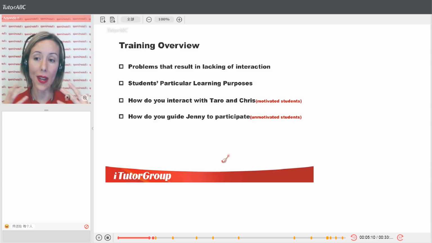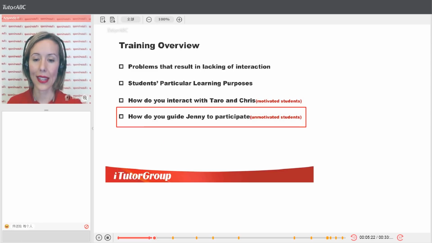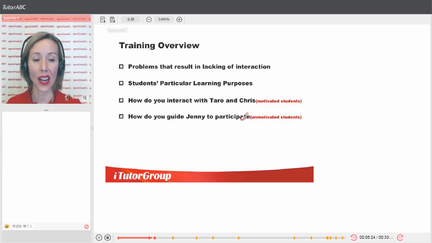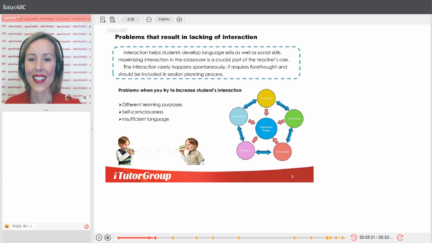And then we're going to have a bit of a case study. We'll have three different kinds of students. Taro and Chris are motivated students, so we'll see how to interact with them. And then we'll learn how to interact with Jenny. Jenny is unmotivated to be there, so we need to guide her and help her a little bit more. So let's start with problems that result in a lack of interaction.